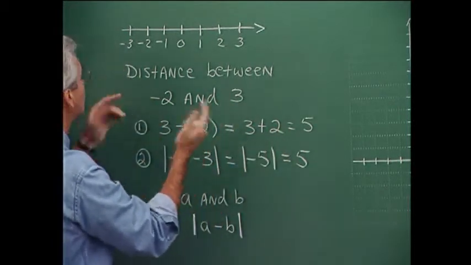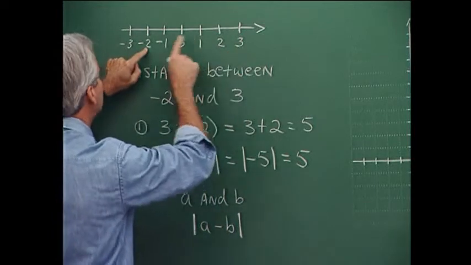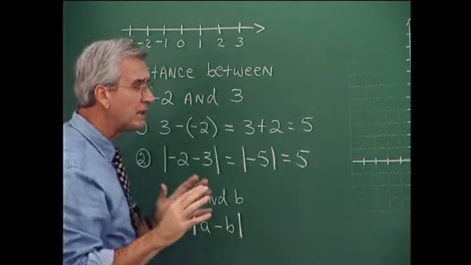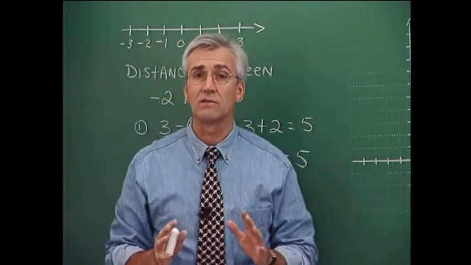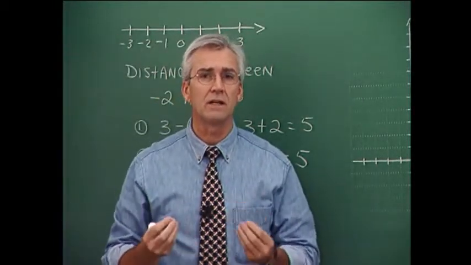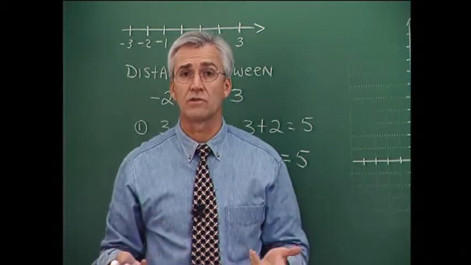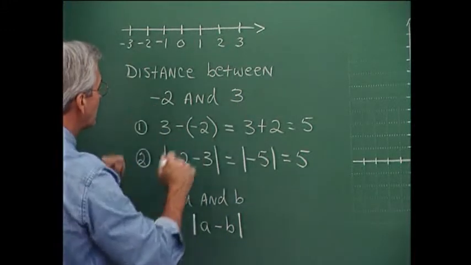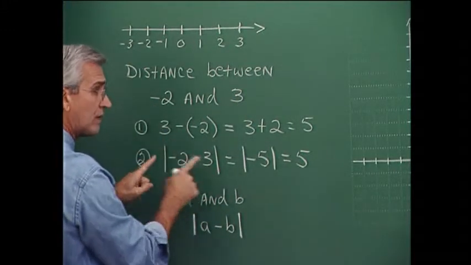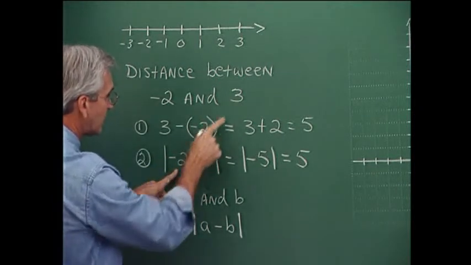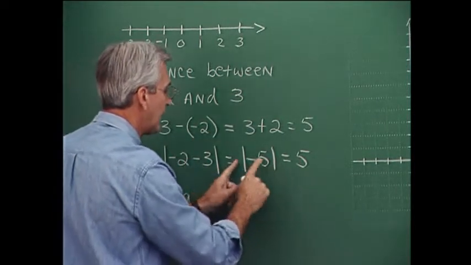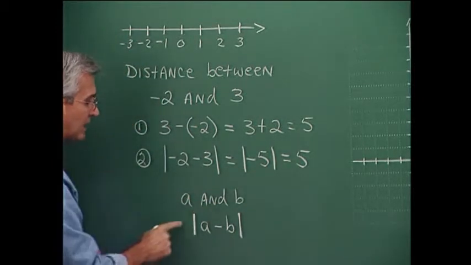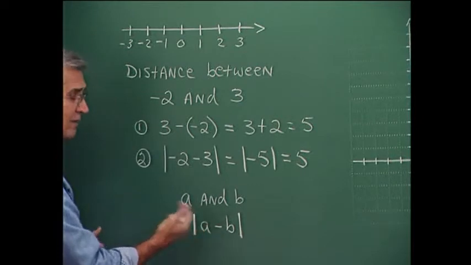Of course, we could just count. We could say, okay, here's negative 2, here's 3, let's count. From here, 1, 2, 3, 4, 5. Very simple. When we talked about absolute value, though, we said that it doesn't make any difference whether we use the larger of the two numbers first or not. That is, we could say that the distance between a couple of points is just the absolute value of their difference. So we could take the first one, subtract the second one, then we get the absolute value of negative 5, which turns out to be 5. And more generally, the distance between A and B is calculated as the absolute value of A minus B.